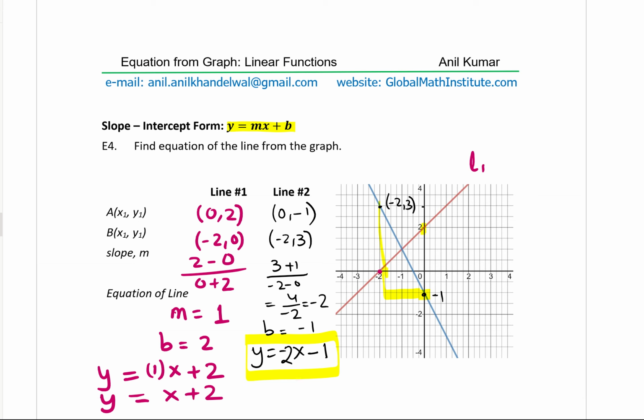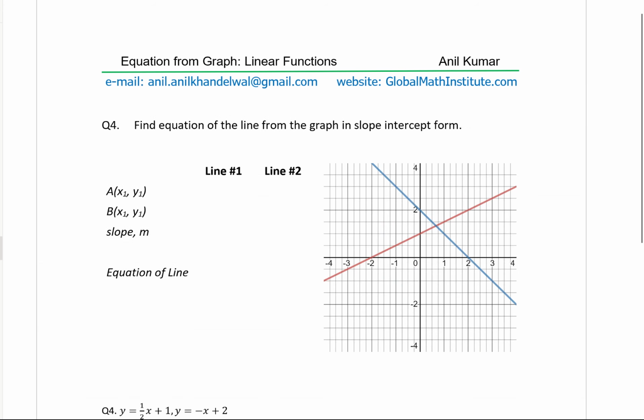Let's move on and take the next example. Now, this is a question for you. I'd like you to pause the video, answer this question, and then look into my suggestions. You need to find the equation of the line from the graph in slope-intercept form, right? So you need to write the equation in slope-intercept form, which means y equals mx plus b.